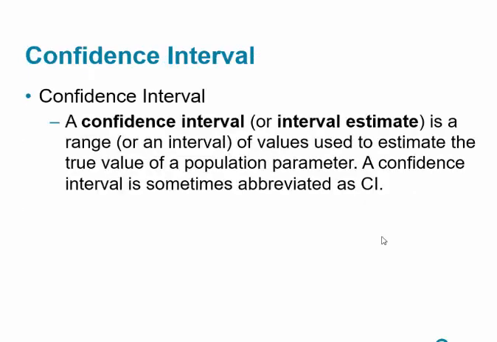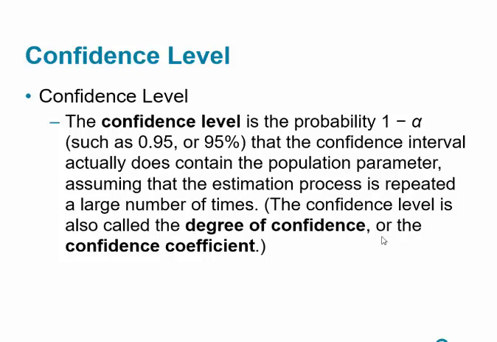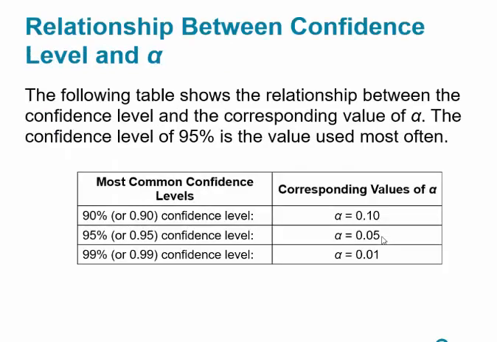Confidence interval. A confidence interval, or interval estimate, is a range, an interval of values used to estimate the true value of the population parameter. It's sometimes abbreviated as CI. Confidence level is the probability 1 minus alpha, such as 0.95 or 95%, that the confidence interval actually does contain the population parameter. Now the assumption is that the estimation process is repeated a large number of times. This is the central limit theorem. We did this in class a couple of weeks ago. Confidence level is also called the degree of confidence or the confidence coefficient.